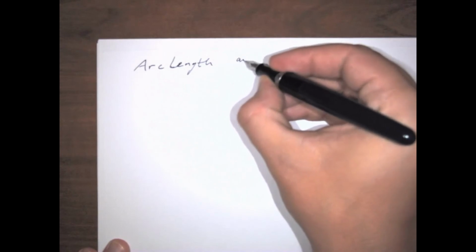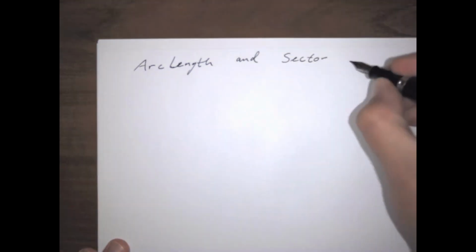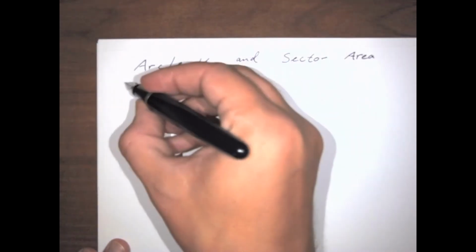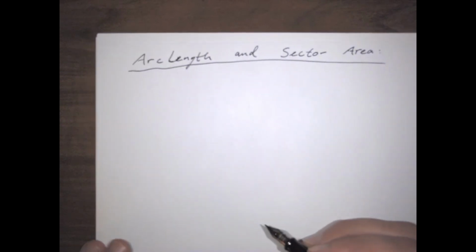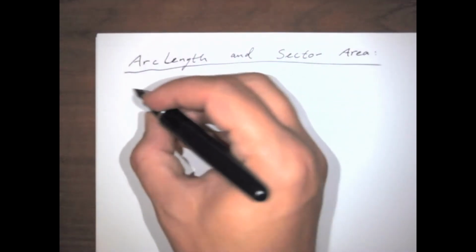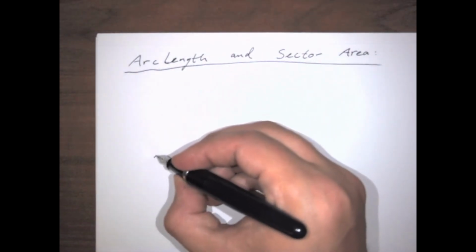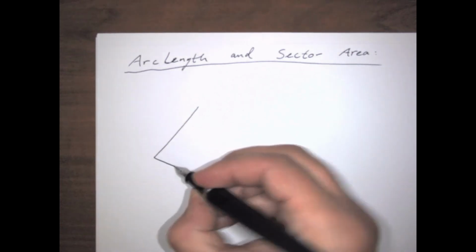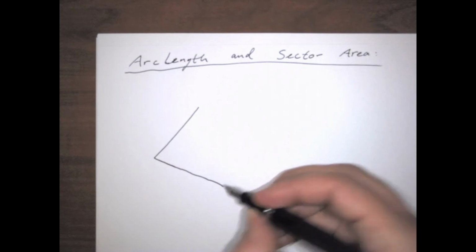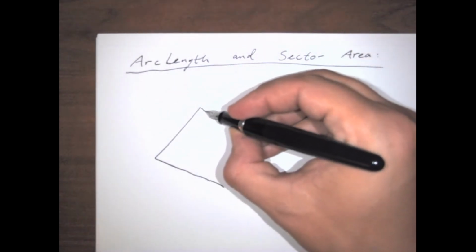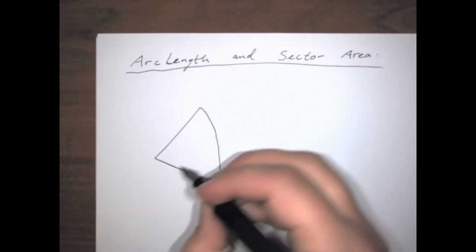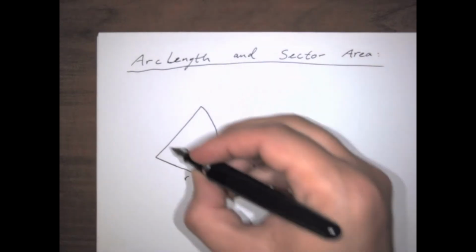All right. Now the last topic of the section here has to do with arc length and sector area. Let's just think about this for a second. Arc length, sector area. What we're talking about here is a section of a circle, and we are no longer necessarily just talking about a unit circle. We could have a circle of any arbitrary radius, so we'll say r, and an angle theta.